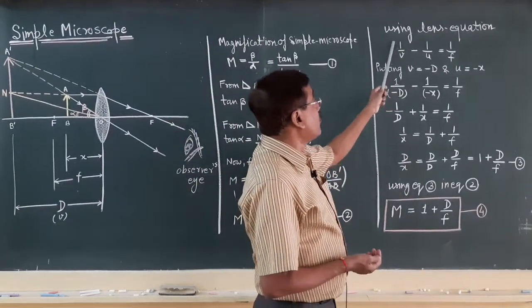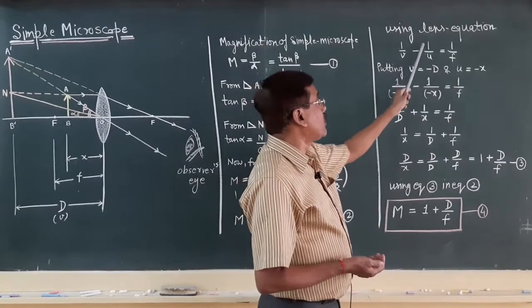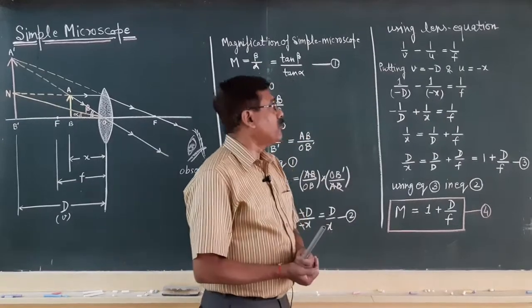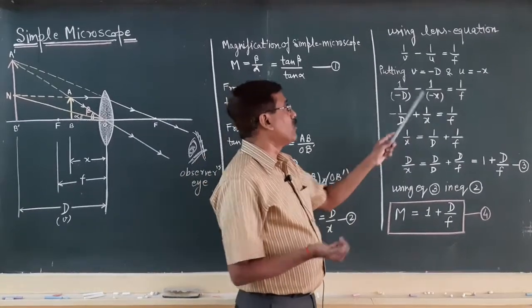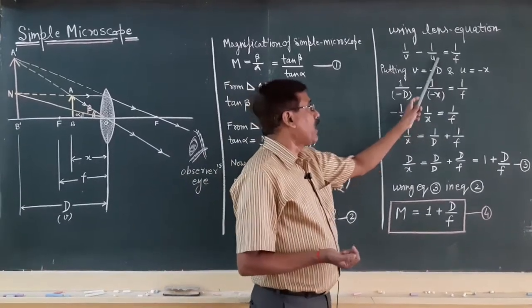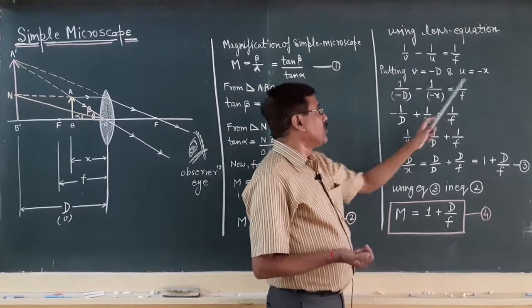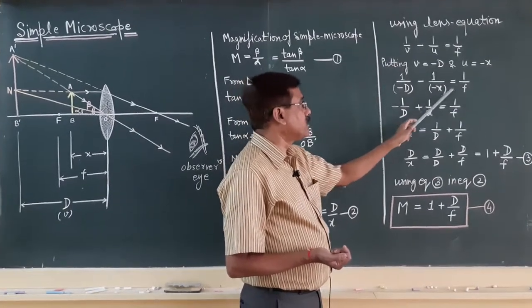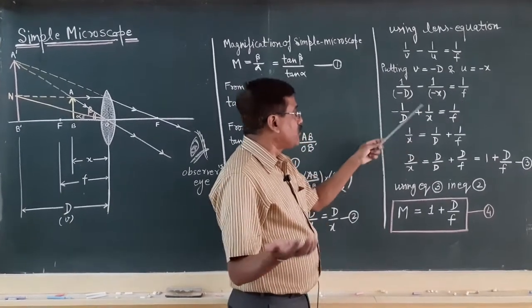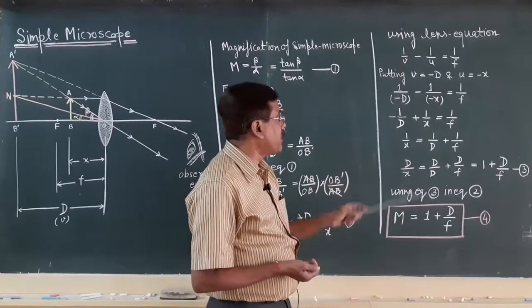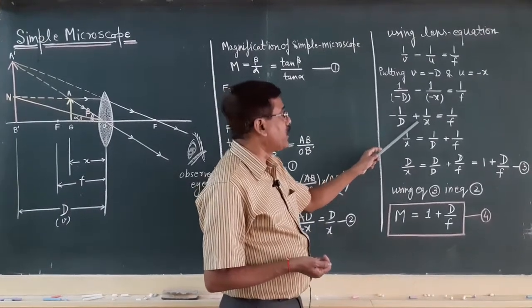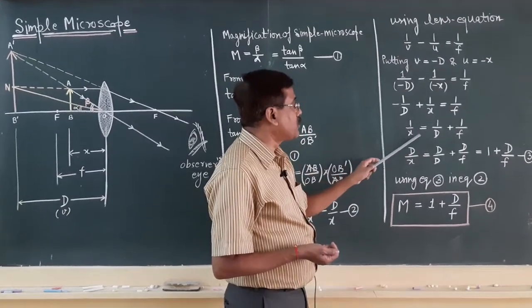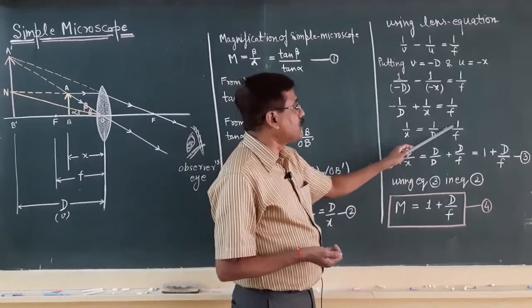The lens equation is 1 by v minus 1 by u is equal to 1 by f. Now, we will put the values of v and u. Already we know v is equal to minus D and u is equal to minus x. So, when we put the values, 1 by minus D minus 1 by minus x is equal to 1 by f. When you simplify with sign adjustment, minus 1 by D plus 1 by x is equal to 1 by f. So, 1 by x is equal to 1 by D plus 1 by f.